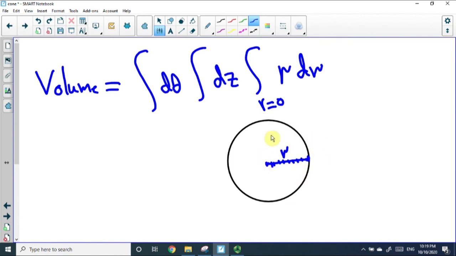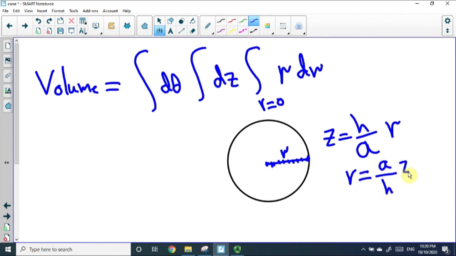And the equation of that circle is, we can get it from the equation of the cone. This is part of the cone. So it is z is equal h over a times r. From that, I know that r is a over h times z. So it depends on the height. Now, note that as we go up, as z increases, the radius will increase. As we go down, the radius will decrease. So now, the upper limit of r will be a over h times z.